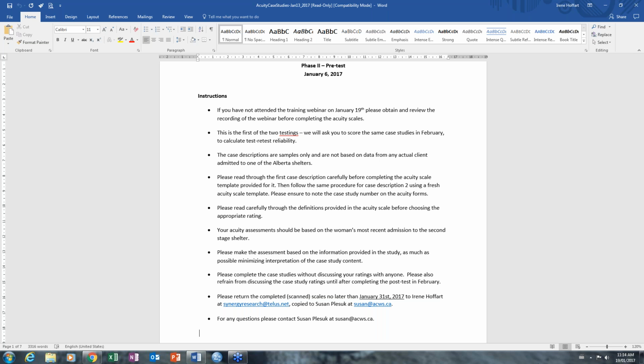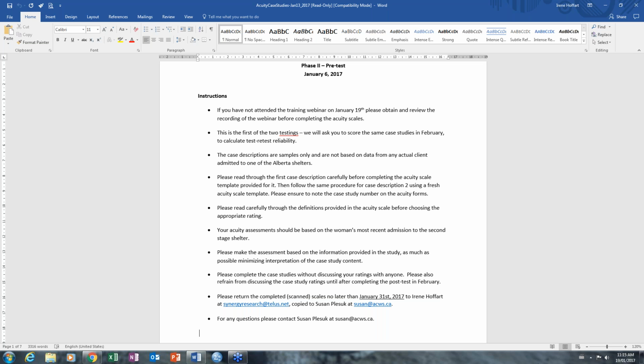Okay, so here's that bullet point again that I've probably said already 50 times. Please do not discuss this with anyone, and don't discuss the ratings until after you complete the post-test, until everybody completes the post-test, and you can at that point talk as much as you like with your other colleagues and compare notes.